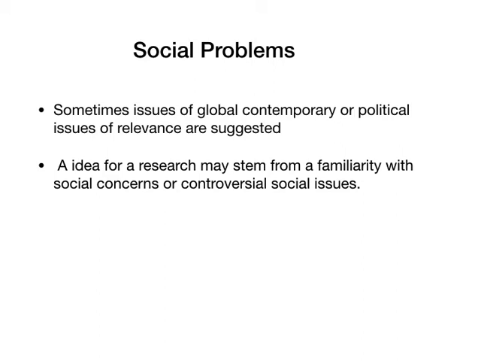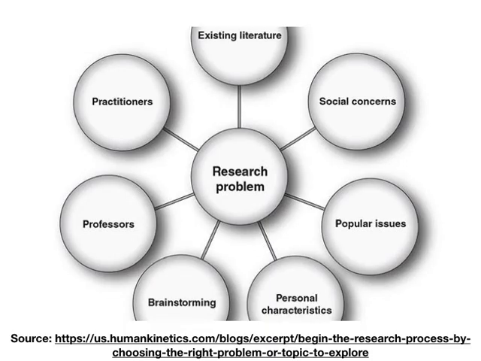Then the next one that we need to talk about in this context is a picture that you can see now. It's very important to look at this picture in depth, because you can see there's a research problem and it touches upon social concerns, popular issues, brainstorming, experiences, and all the things that we talked about. This is why we say that it's important that a research problem is dynamic. It's not just a simple thing where you come across a problem and think, oh, this is it, this is my research problem. No, it is a very complicated process.